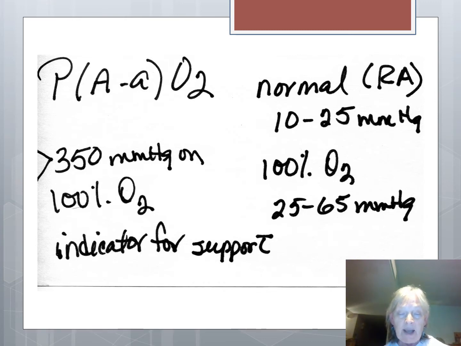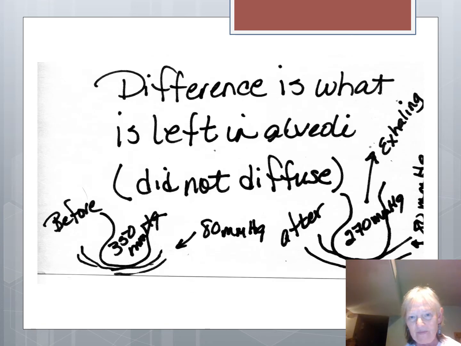We either need to mechanically ventilate them, put them on CPAP or BiPAP, or we're using quite a bit of the high flow nasal cannulas. In order to come off of this support, the 350 has to be less on 100% oxygen. So there it is. The difference again is what's left in the alveoli. The difference is not what did not diffuse.